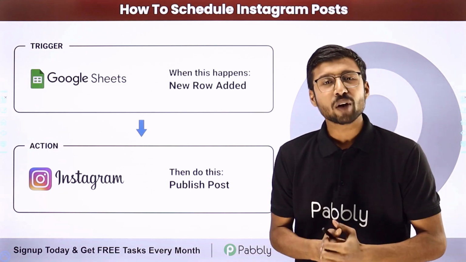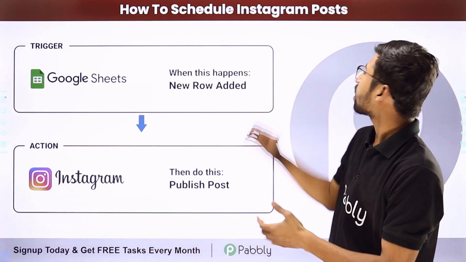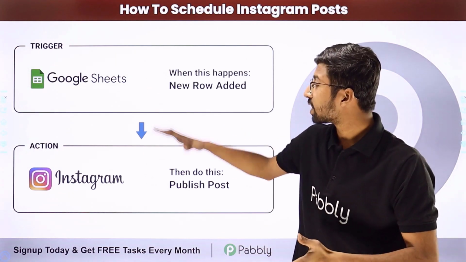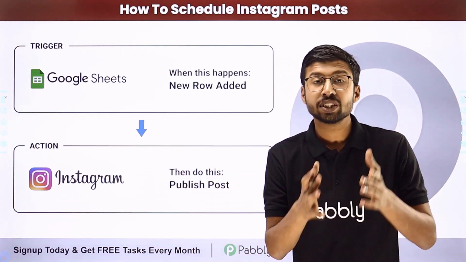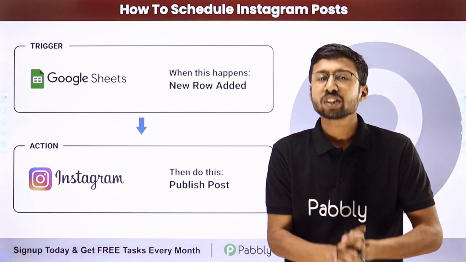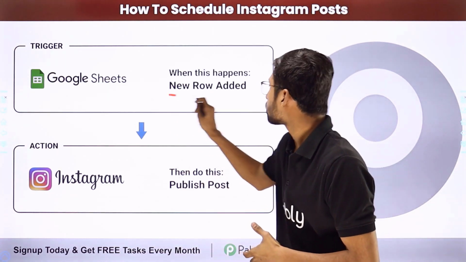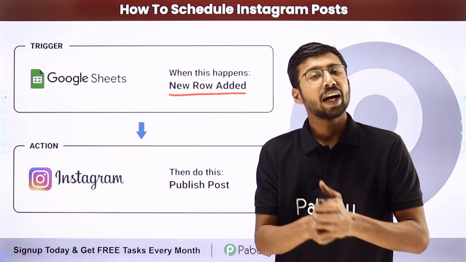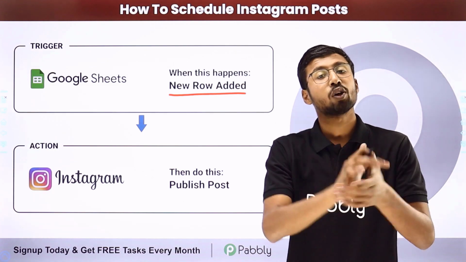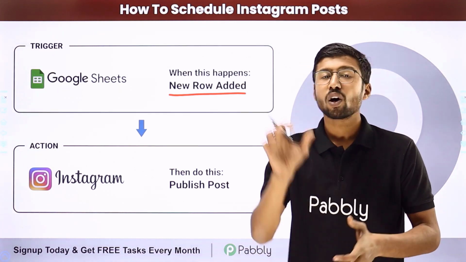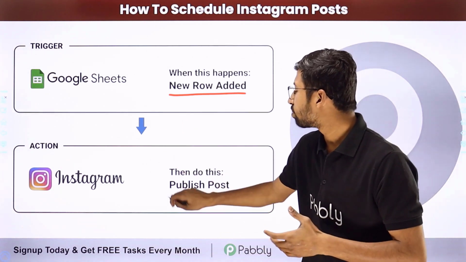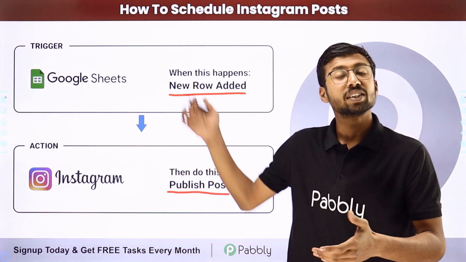So in this video, we are going to learn how to schedule Instagram posts. We are going to set up an automation between Google Sheets and Instagram, and using this automation, you can actually schedule your Instagram post. What you have to do is just add the details of your Instagram post as a new row into your Google Sheet. After that, with the same details, like the same caption and the same image whose link you have added into the Google Sheet, and at the same time which you have added, a new post will be published on our Instagram account.